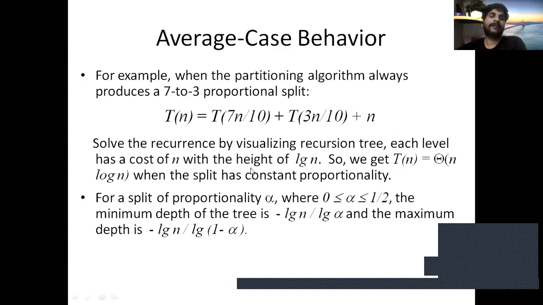We solve the time complexity of this recurrence. At each level, the summation of the number of elements equals n, multiplied by the height of the tree, and the height of the tree equals log n. So the total time complexity in the average case is approximately equivalent to the best case, theta of n log n.